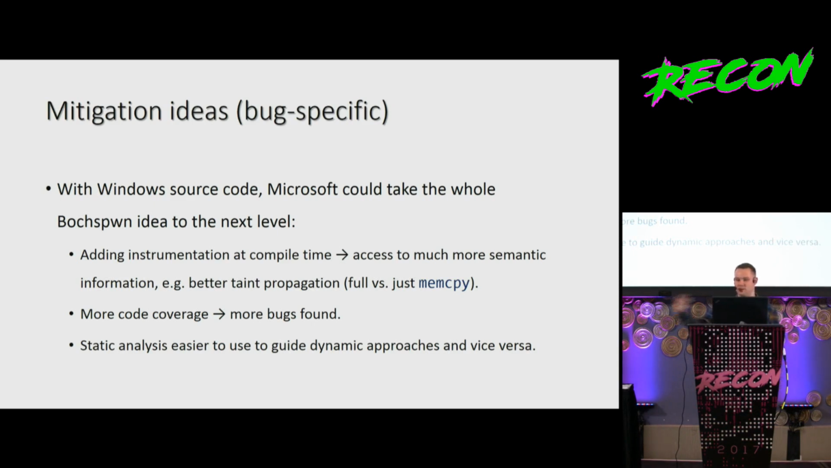So, for example, they could implement taint propagation better than I. They could have more code coverage, because I imagine they definitely have more tests for generating this coverage than I have. And they can use static analysis to actually guide dynamic approaches and vice versa.